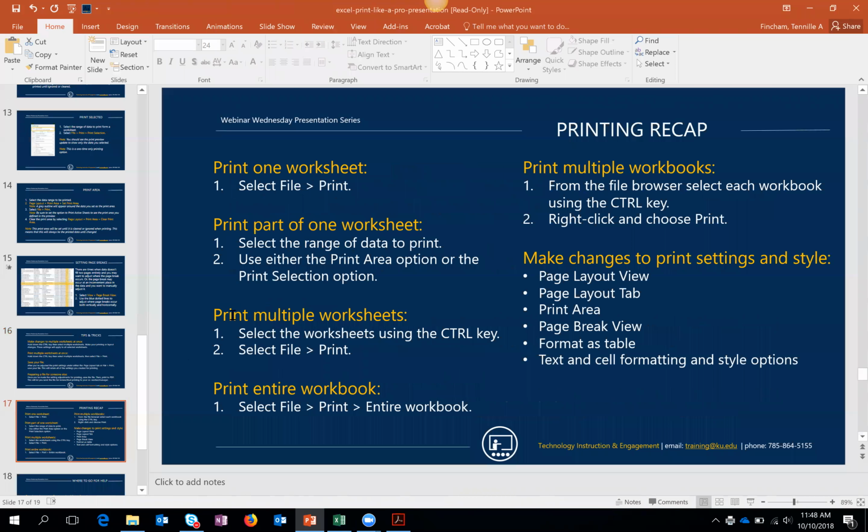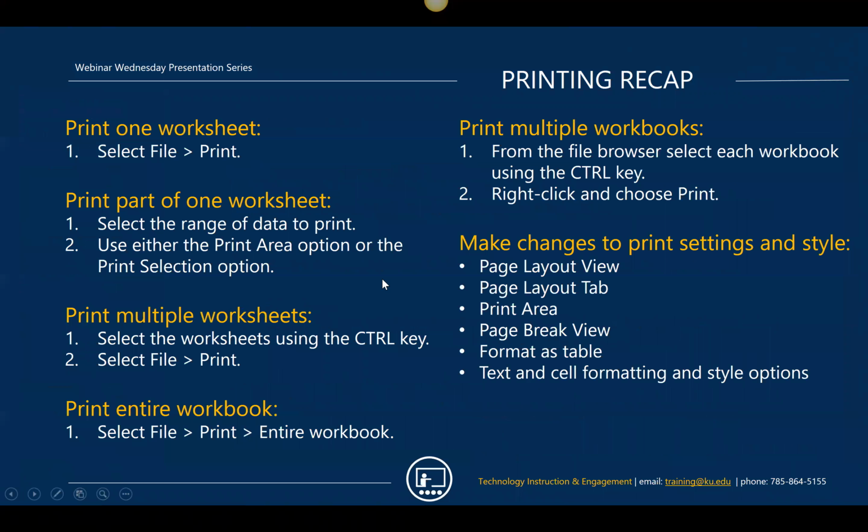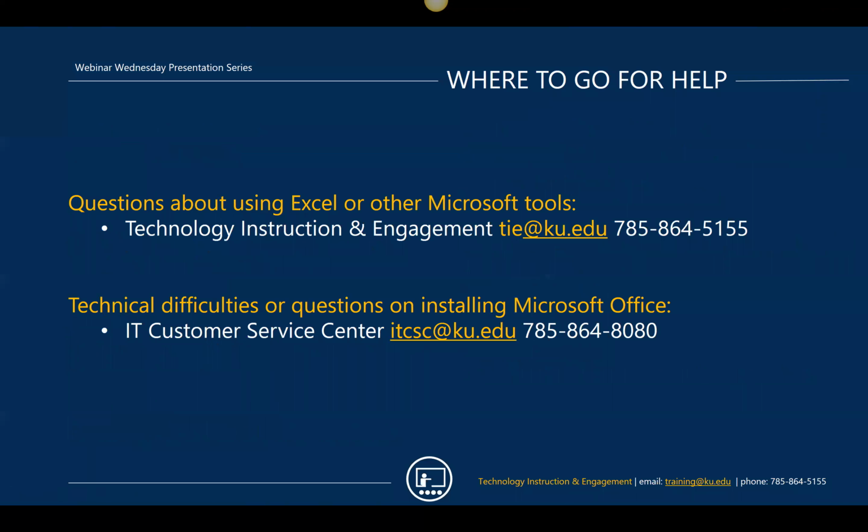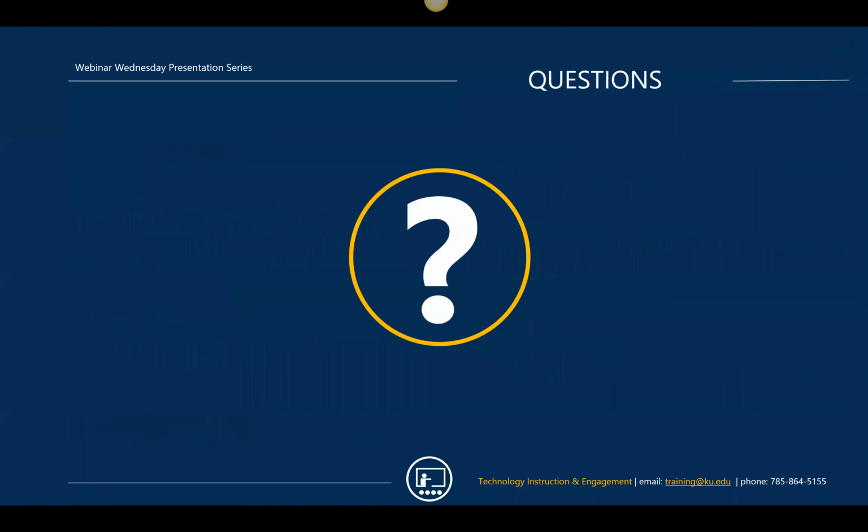All right, so this is just my final slide, just a mention of the printing recap: how to print one worksheet, parts of a worksheet, multiple worksheets, the entire workbook, and how to make changes to the print settings and the final style. With that, are there any final questions for me over the session?